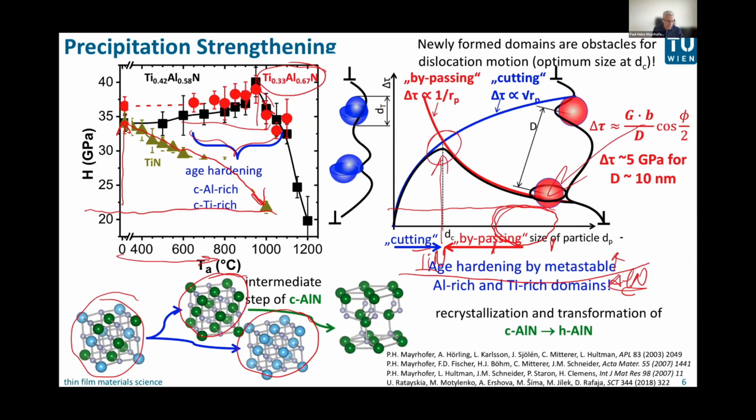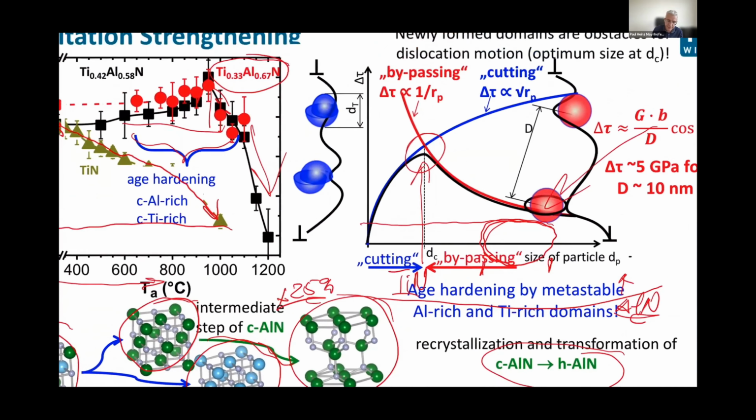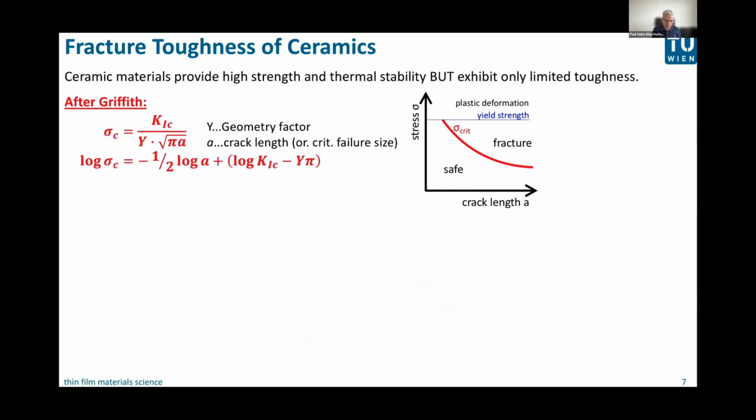Again, if we overdo the annealing treatment, then the cubic phase transforms into the hexagonal aluminum nitride, and we do lose our strength. But please keep that in mind. We can use this transformation very effectively to increase fracture toughness, because here we have a huge volume change, like plus 25% in volume increase, and that is of course beneficial for other strengthening, toughening mechanisms.